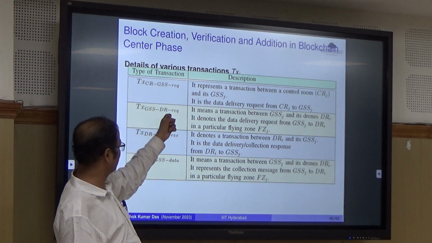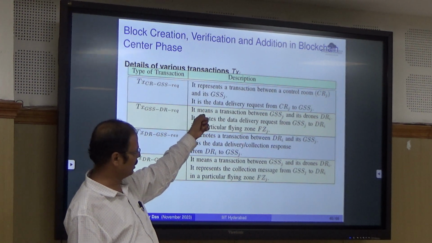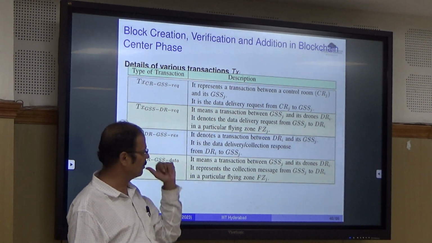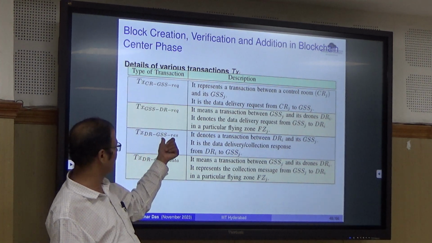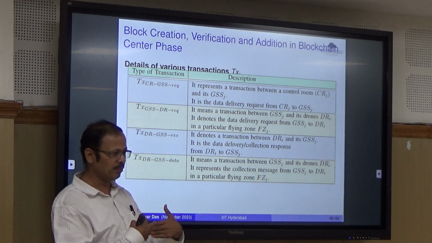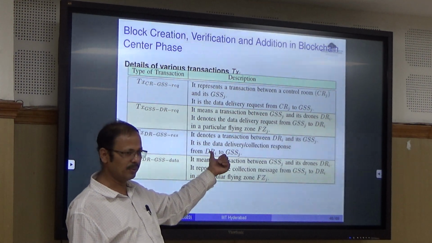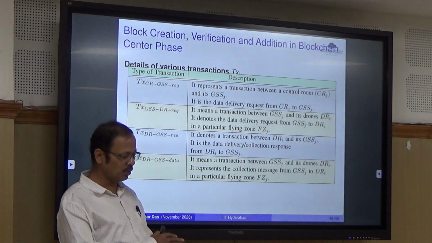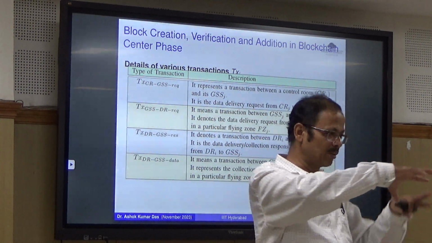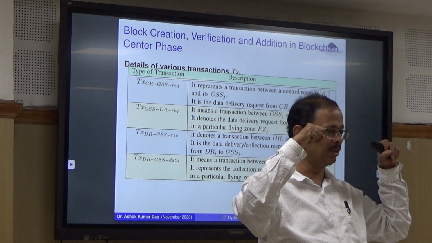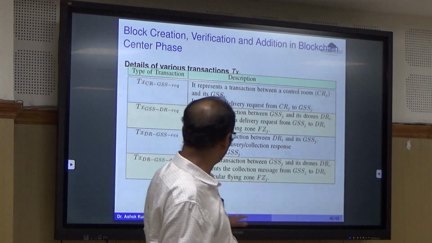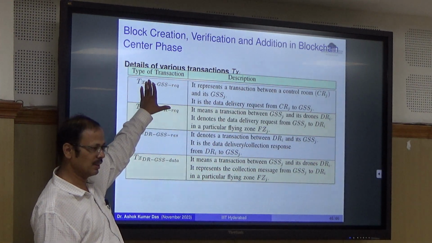Then the next transaction will be the GSS to drone request. It is a transaction between the GSS and the drone, the data delivery request. We have the transaction drone to GSS response. After delivering the collection, the report and everything needs to be given to the GSS securely. And finally, the drone will also capture some images from a certain area, for example intelligent transport systems, traffic conditions, etc. That picture or video can be gathered, and those things can be securely brought to the GSS. So we can have all these kinds of transactions here.